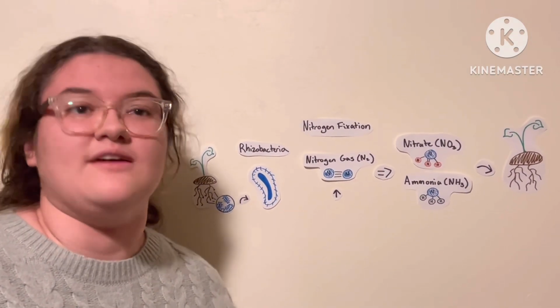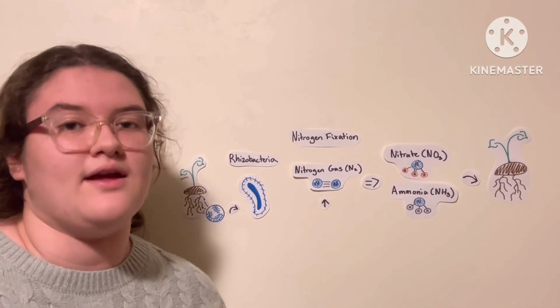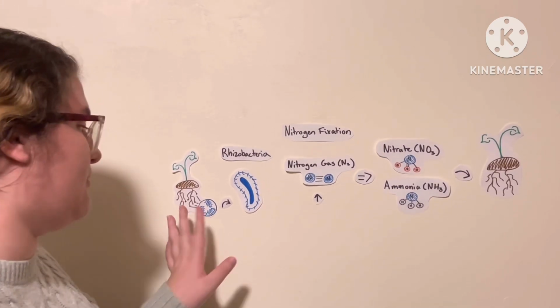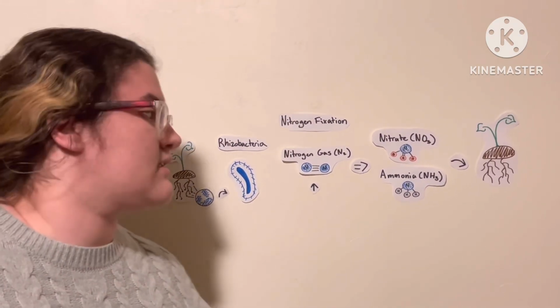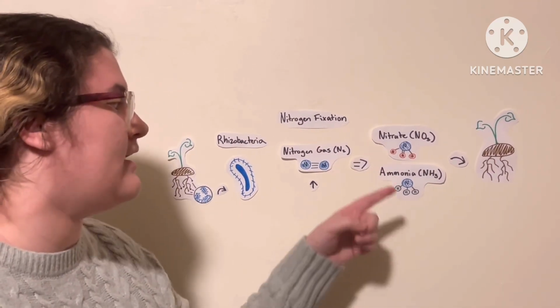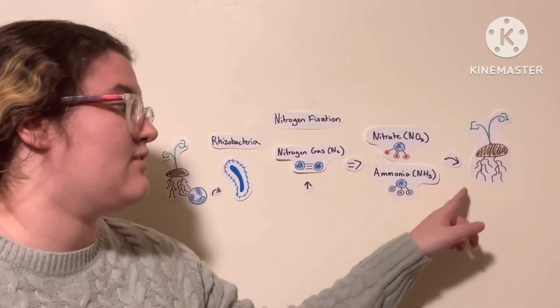Another way organisms give plants nitrogen is through a process called nitrogen fixation, which is mainly done by rhizobacteria, which live in the root nodules of plants. This bacteria works to break apart the bonds of unusable nitrogen gas and fix it into forms like nitrate and ammonia, which plants can then intake through their roots.